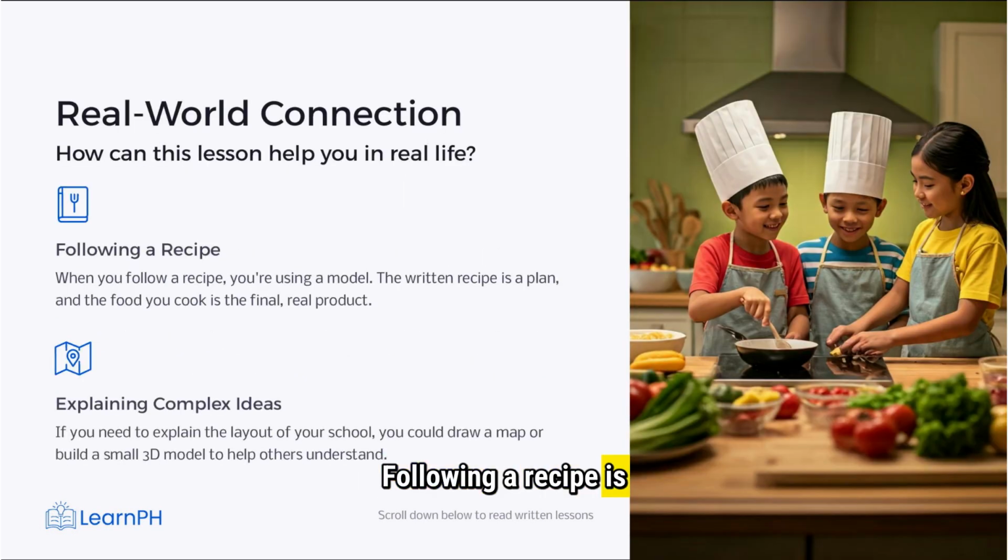Following a recipe is like using a model. The recipe is your plan, and the dish is the final product. Similarly, explaining complex ideas like your school's layout can be simplified with a map or a 3D model, making it easier for others to grasp.